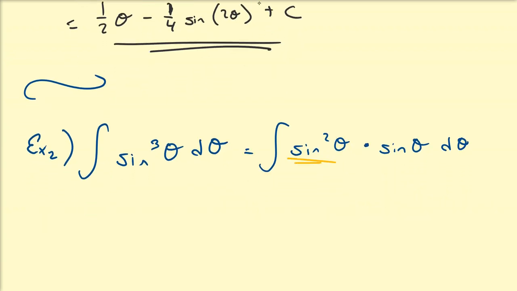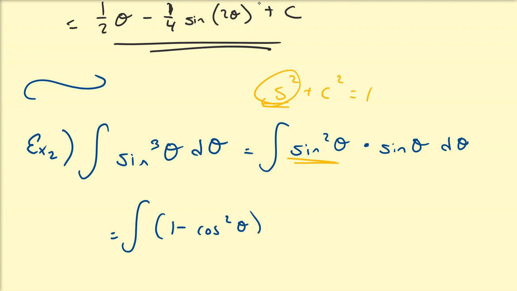I'm going to rewrite sine squared using my Pythagorean identity. So remember that sine squared plus cosine squared is equal to 1, so I can solve this equation for sine squared to get 1 minus cosine squared. So this is going to be equal to the integral of 1 minus cosine squared of theta times the sine of theta d theta.